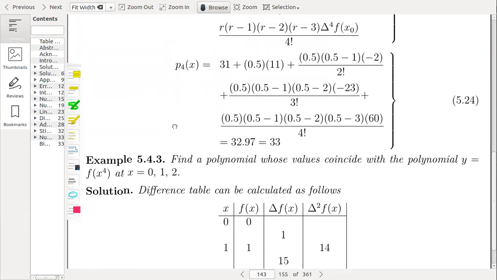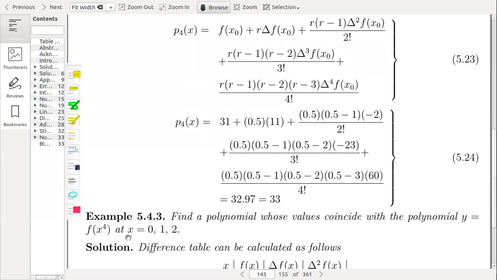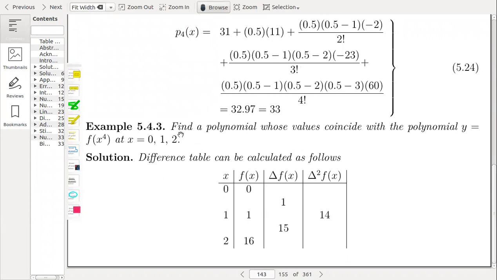Similarly, the next example is: find a polynomial whose values coincide with the polynomial y equal to x to the power 4 at x equal to 0, 1, 2. So again, we need to construct a table. For the values of x 0, 1, 2, we have 0, 1, 16, because if you substitute 1 here, 1 power 4 equals 1, but 2 power 4 is equal to 16. And for the forward difference, 16 minus 1 is 15, 1 minus 0 is 1, 15 minus 1 is 14.